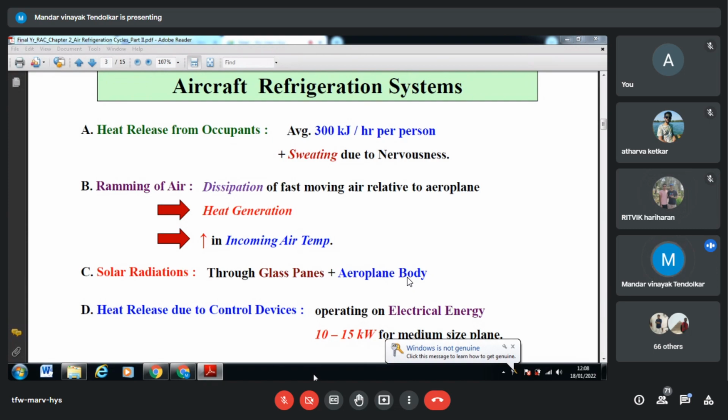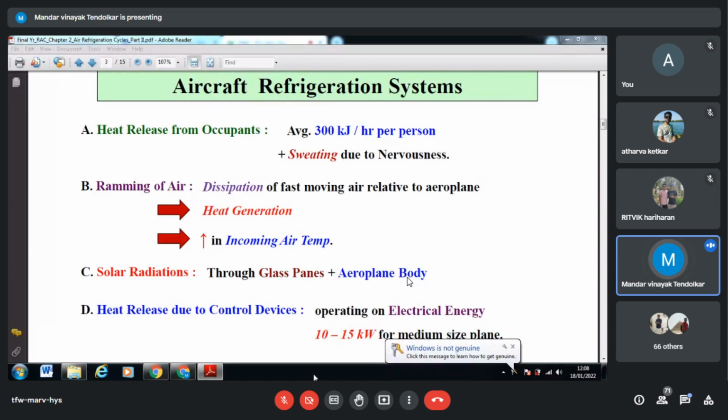Okay. So the third part is solar radiation. As we already discussed, you cannot get rid of the sun. Whenever there are radiations through the glass panes, which are somewhat reflective, and the aeroplane body, which is a metallic part, there is more absorption, and that is why we put it as the glaze part. Absorptivity is equal to reflectivity. Kirchhoff's law.